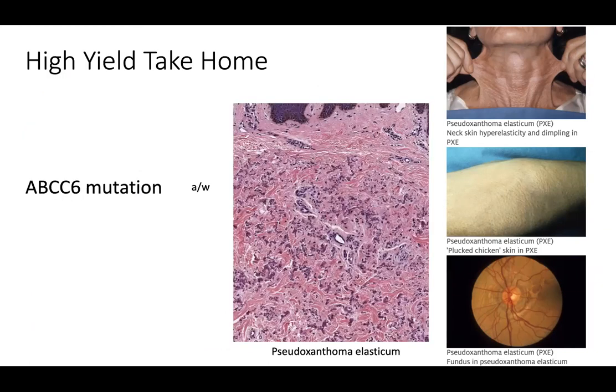So the high yield take-home point is that ABCC6 mutation is associated with pseudoxanthoma elasticum, and this is a multi-organ disease. These patients should be followed up by multiple specialists, including ophthalmology. Given the risk of arterial calcification, these patients should also be seen by cardiology. You will be expected to know this on your dermatology board exams.